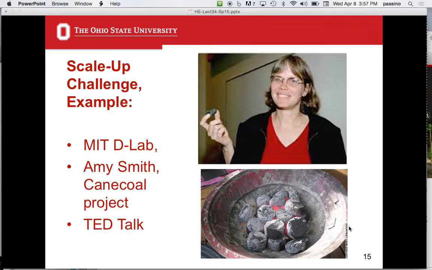Final comment, scale up means you take your technology, because it's so useful, and you try to scale up to the world. I think the best example comes from the MIT D-Lab, which was started by Amy Smith. She invented with her teams from MIT something called the Cane Coal Project. This is a project where they come up with a way to create charcoal out of local materials in a very inexpensive way. They're now in the process of expanding this in Africa and really trying to scale it up big, okay? We've got an OSU grad, Eric Reynolds, who works there with Amy at the D-Lab on scale-ups. That's his responsibility, to teach a class on that.